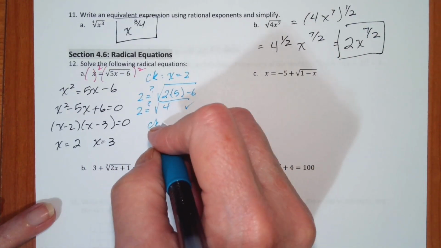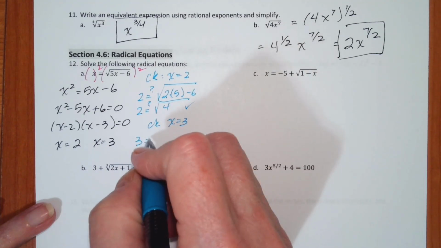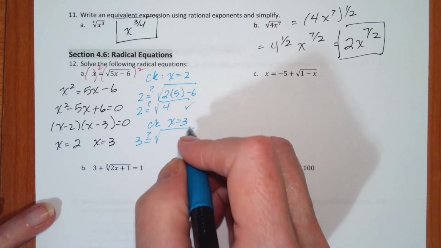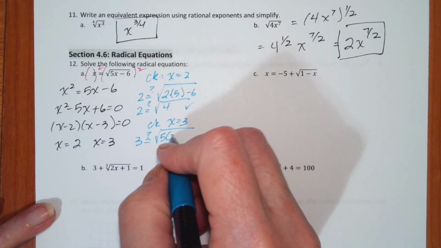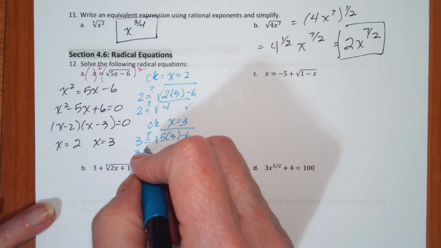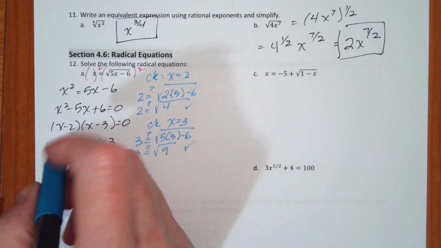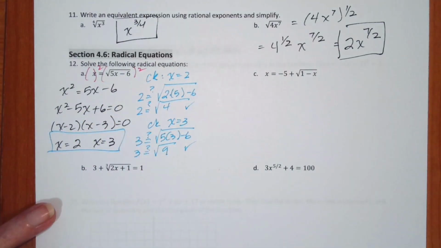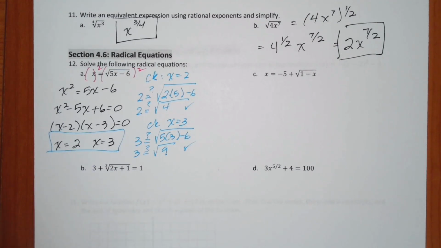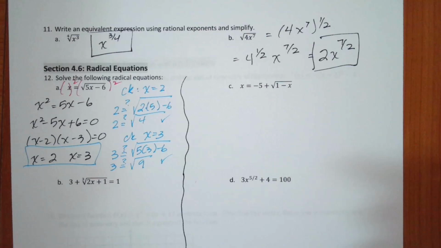So now I'm going to check x equals 3. I want to know if 3 is equal to the square root of 5 times 3 minus 6. 3 is equal to the square root of 15 minus 6 is 9. So they both check. All right, so I'm going to put my little line down the middle here.